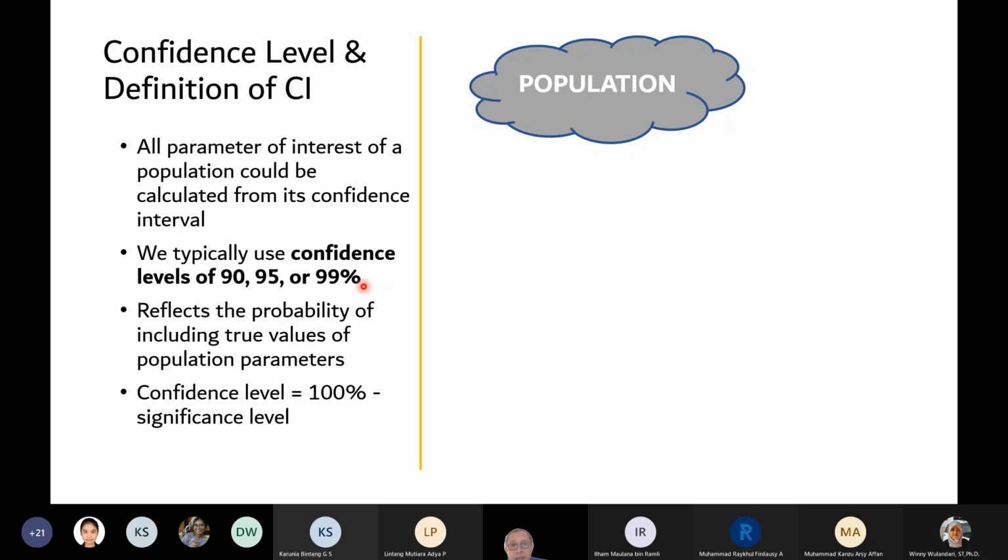Ya. Jadi penggunaan tiga angka ini murni betul-betul merupakan kesepakatan konsensus. Nggak ada hukum fisiknya mengatakan harus pakai angka-angka ini. Tapi kenapa? Can anybody guess why we like these numbers?